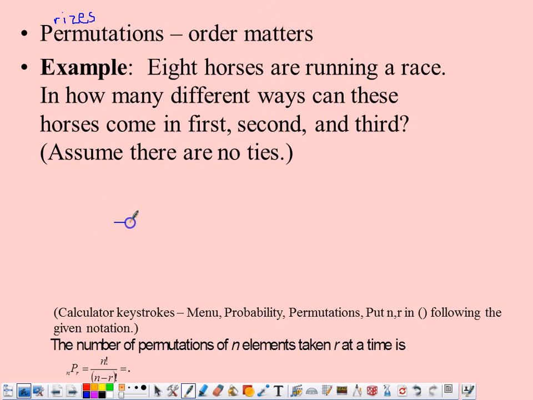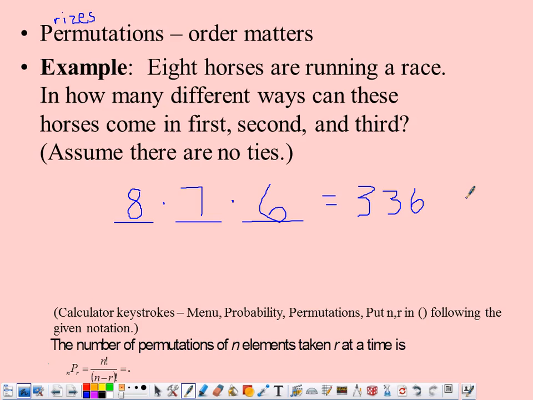Basically what you think about is there are 3 different positions. Now you've got 8 different horses. How many of them could come in first? How many choices? 8 choices. Now one of them was first, so how many choices do you have left now? And somebody was second. How many choices do you have left now? So you have a total of 336 different ways that those 8 horses could come in first, second, or third.